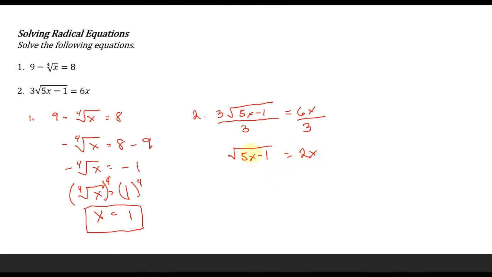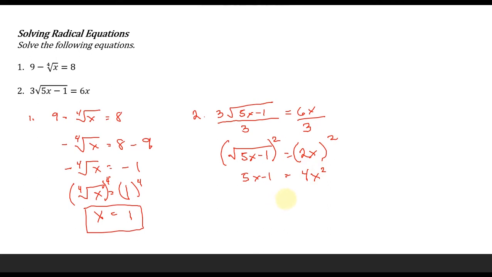Now that the radical is isolated on the left side, we can raise both sides to 2. Again, check for the index first and then raise both sides to the same value as the index. Now we can eliminate the radical sign and have 5x minus 1 equals 2 squared is 4, then x squared is x squared.